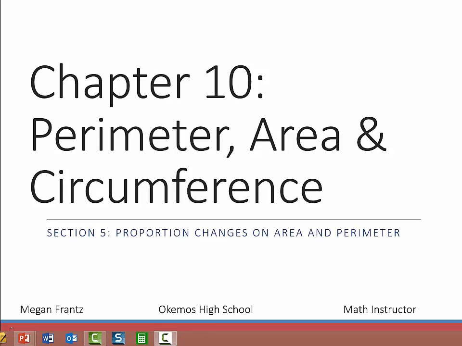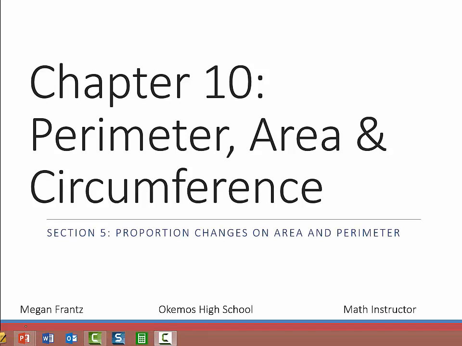Chapter 10, Section 5 talks about proportional changes on area and perimeter. By the end of this lesson, you should be able to describe the effect on perimeter and area when one or more dimensions are changed, and then apply this relationship to problem solving. So let's just start with changing one dimension.